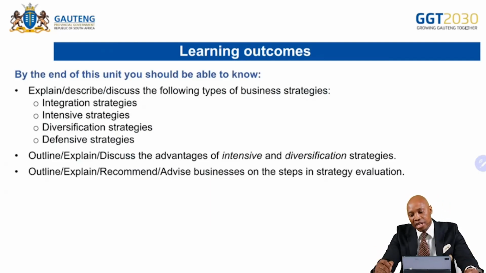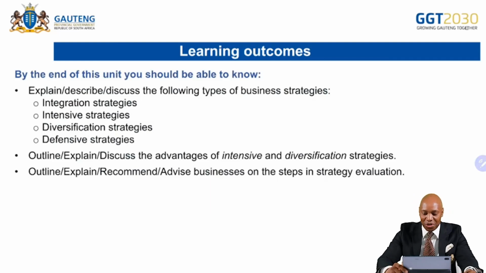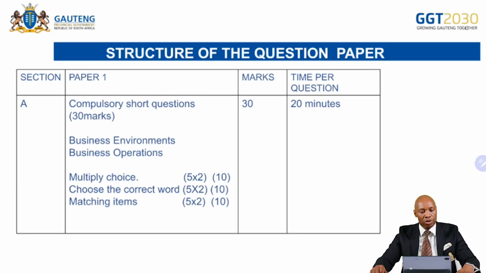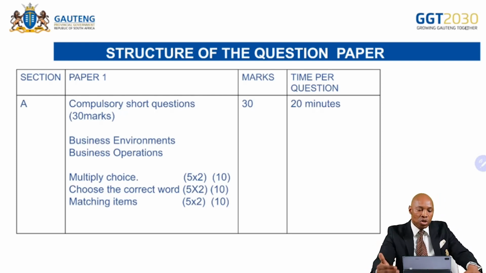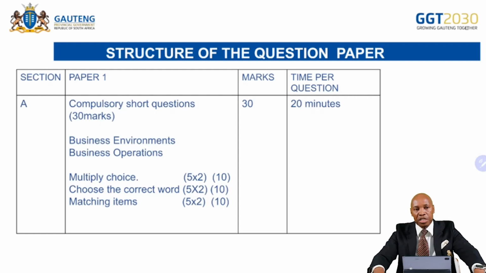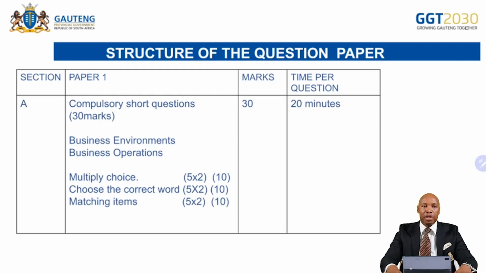Now, candidates, let's take a look at the structure of the question paper. This is how our question paper is going to look. Our question paper has 3 sections. We have section A, which is compulsory. In section A, you have questions that are coming from the 2 main topics for your paper 1, that is business environment and business operations. So those are the 2 main topics that you must prepare in order to answer your paper 1.